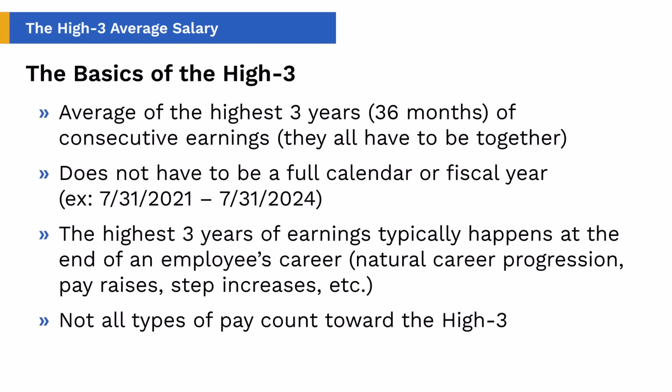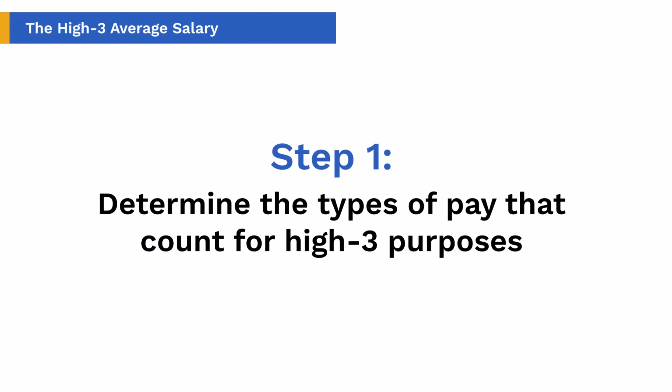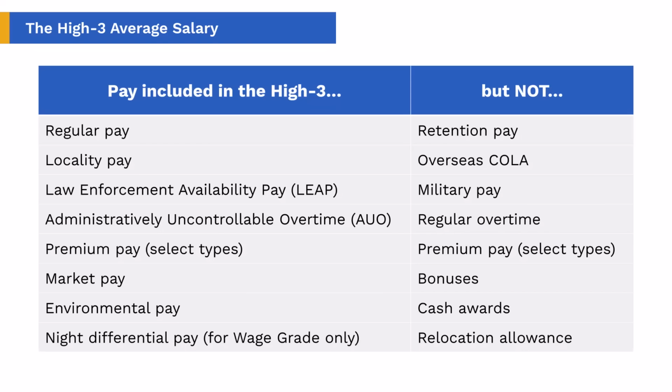We're going to cover this in a second, but this brings us to our very first step, which is to determine the types of pay that count for High-3 purposes. Before we start adding stuff together and getting averages, we should make sure that we're using the right numbers to begin with, right? If we take a look at the different types of pay that are included in the High-3 on the left-hand side of the screen, you'll notice that we also have an equally long list on the right-hand side of pay that doesn't count. I'm not going to go through each and every one of these.